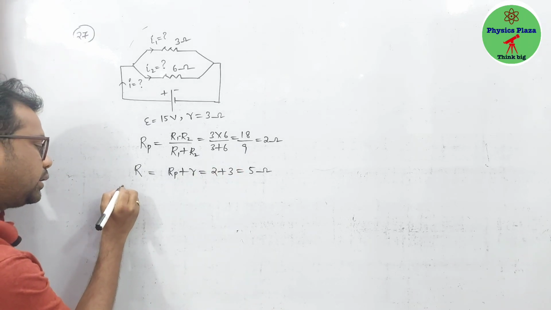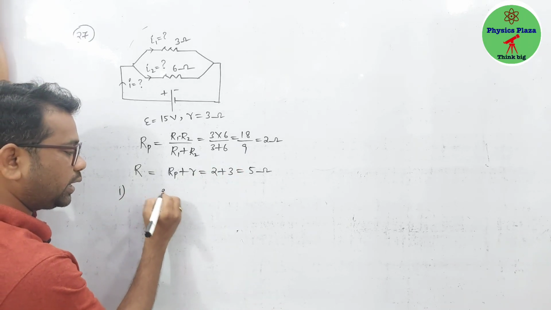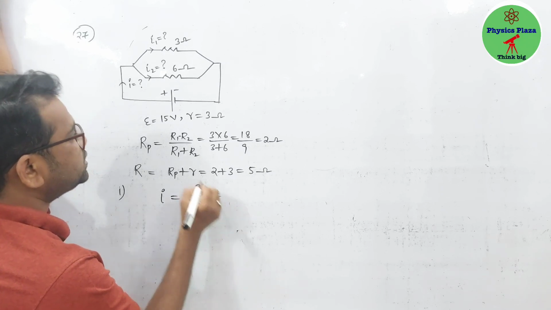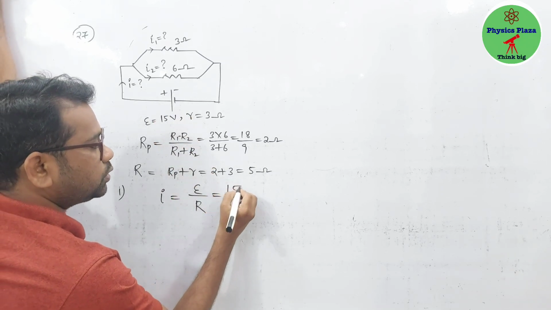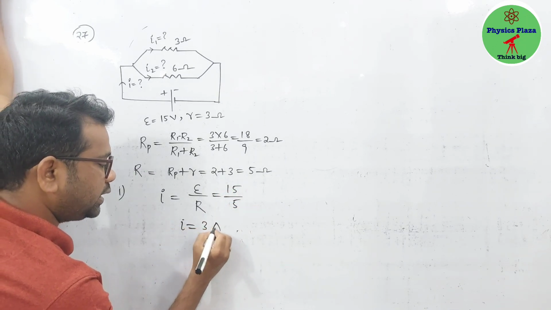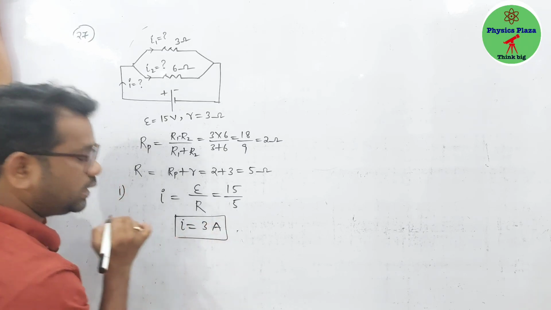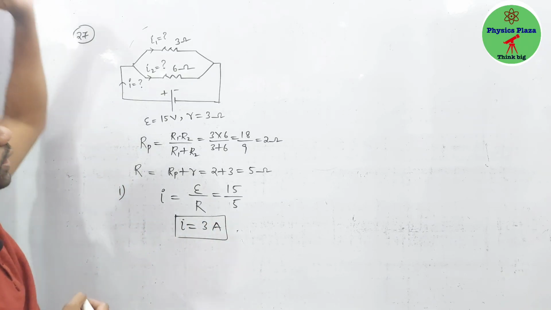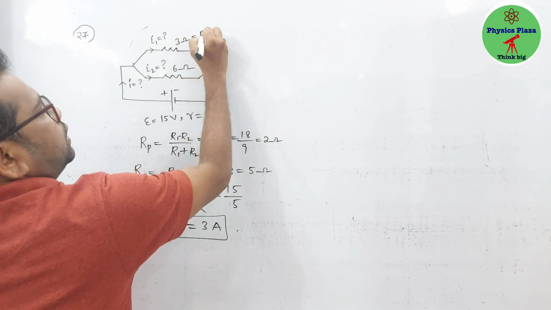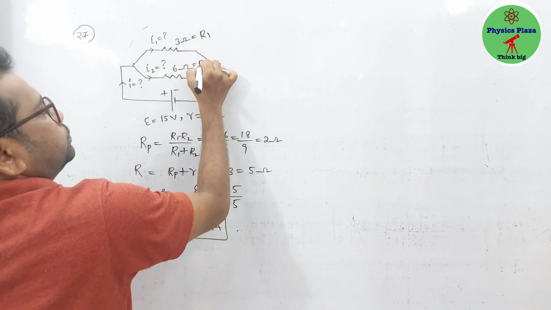Now they are asking us to calculate the total current. So total current is equal to EMF by total resistance. EMF is given how much, children? 15 volt by 5. So total current is equal to 3 ampere. Total current is equal to 3 ampere. That's fine. Now children, let us name it as R1 and it is R2.